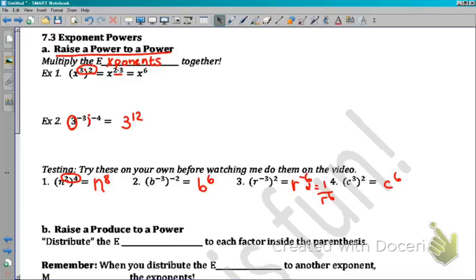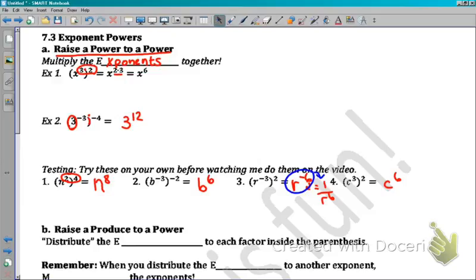Okay, so if you look, number 2, I got b to the 6th power. Keep your base, multiply your exponents. Question number 3, I got r to the negative 6, but remember I can't leave it as a negative. Don't leave it as a negative. It has to be rewritten as 1 over r to the 6th. And then the last one, 3 times 2, is c to the 6th.